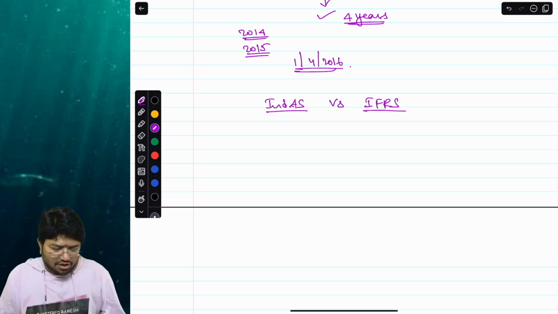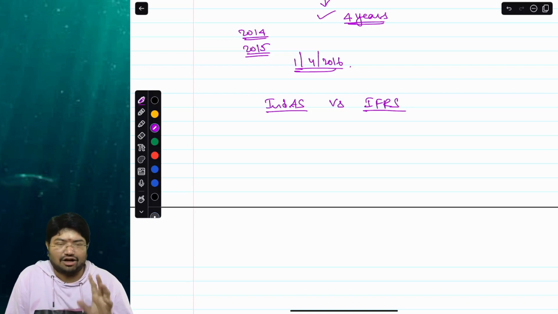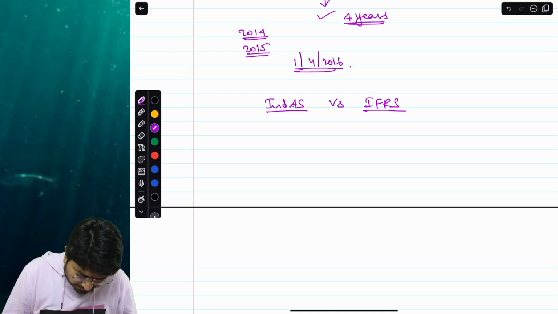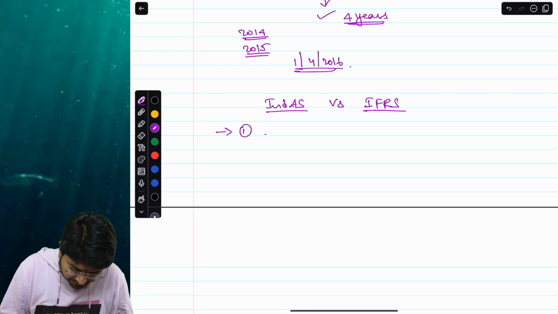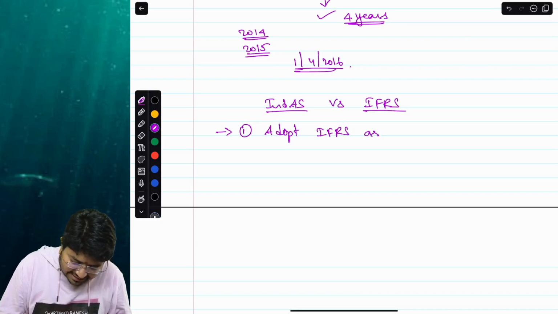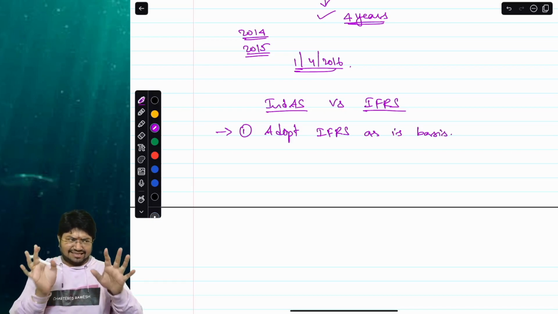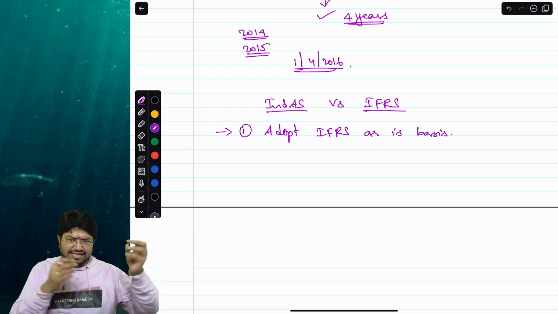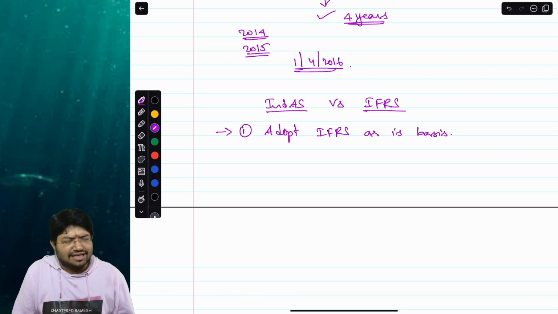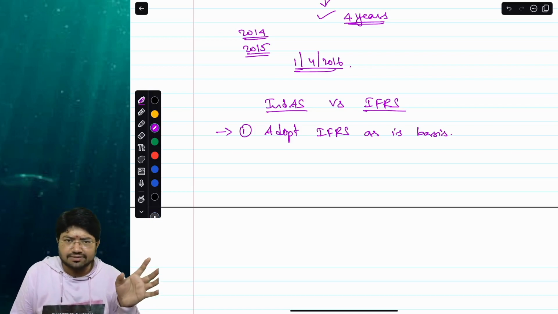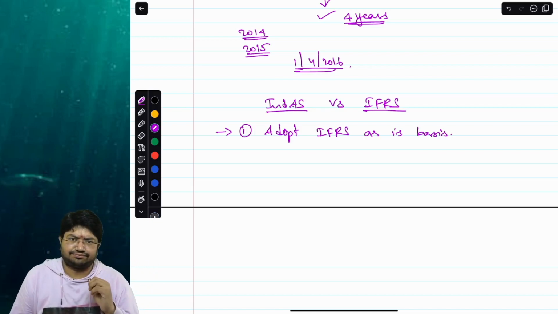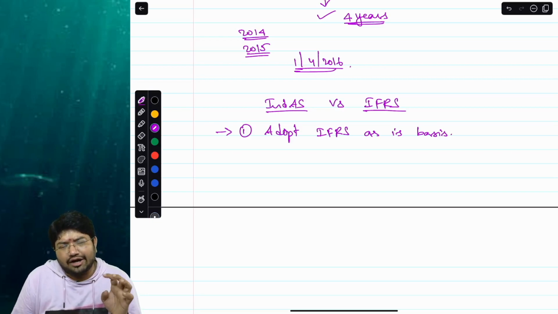There are two ways in which IFRS are generally adopted. The first way is to adopt IFRS as is, on an as is basis. That means whatever is there in IFRS, the same standard I will apply in my country. There are a few countries who have done that. You go to Arab countries, they don't have another set of accounting principles. They just follow IFRS as it is. But there are countries which decided not to adopt IFRS as it is.